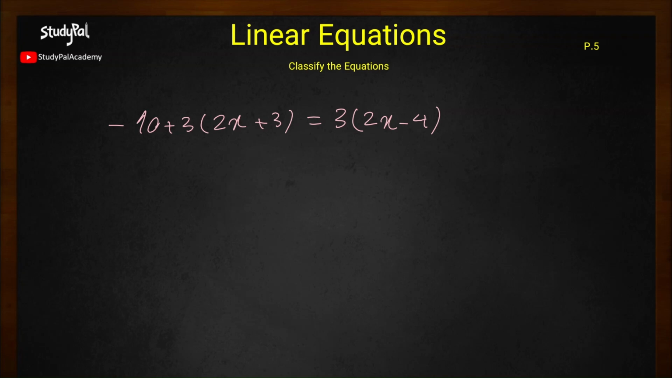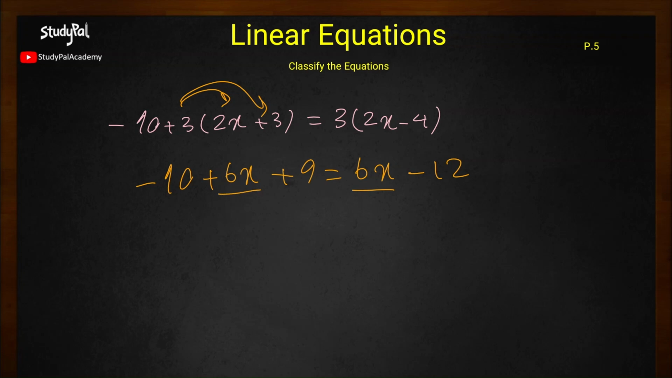So again, I see something with an equal sign. So we need to distribute the parentheses. What do we get? Again, on the left hand side we have minus 10 plus 3 times 2x is 6x plus 3 times 3 is 9. On the right hand side I have 3 times 2x is 6x again, minus 12. Why? Because 3 times minus 4 is minus 12. So let's see what we get. I have a 6x here and 6x here. We can just move one of them to the other side. I decide to take these to the left-hand side.